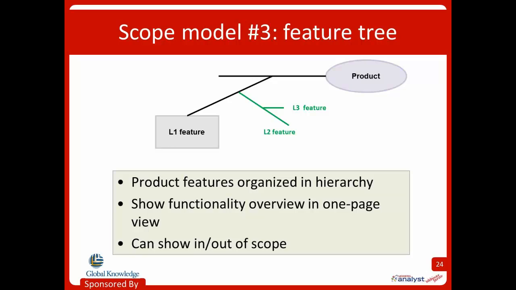Then we're going to have sub-features to the L1. Those are called L2 features. And then we would have L3 features that are sub-features to the L2, and they're going to be called L3 features. And you can see how the sub-features are always hanging off the branch of the feature that they're a sub-feature to. So what we love about this particular model is it's a very concise view of all the planned features.